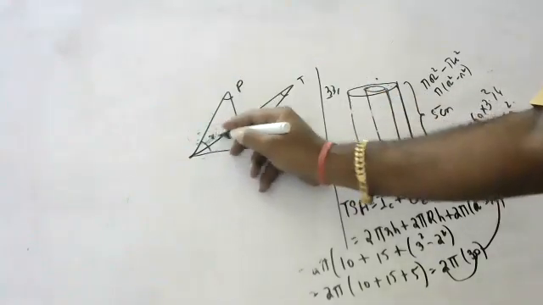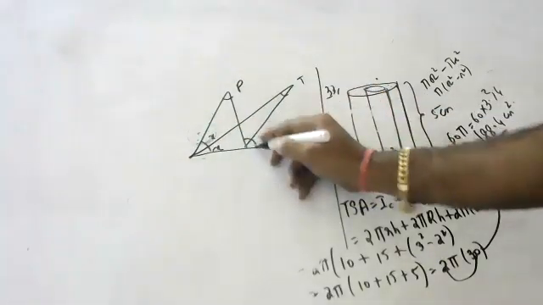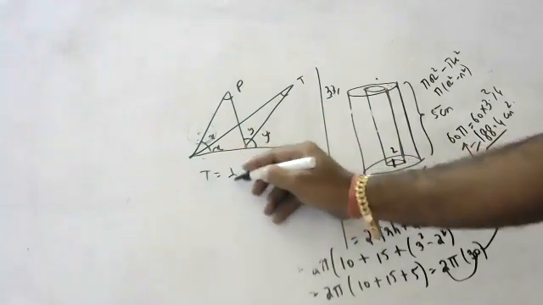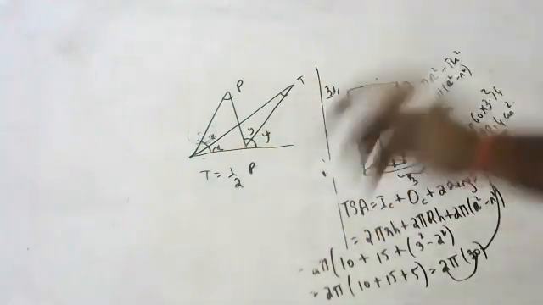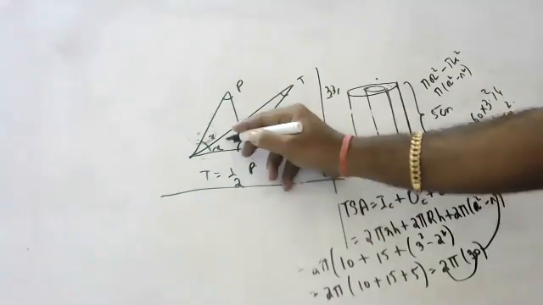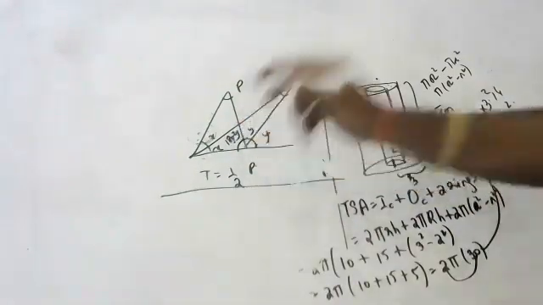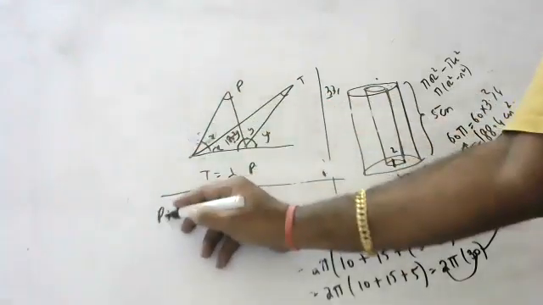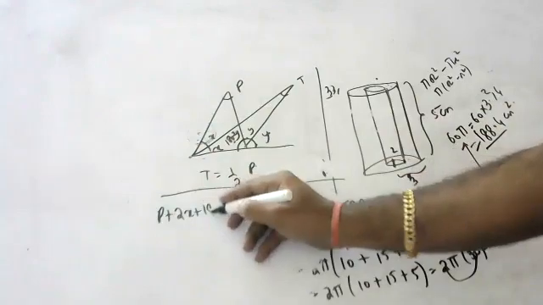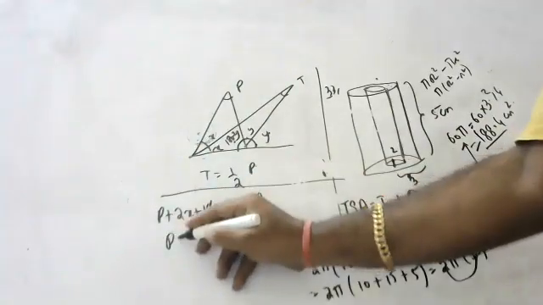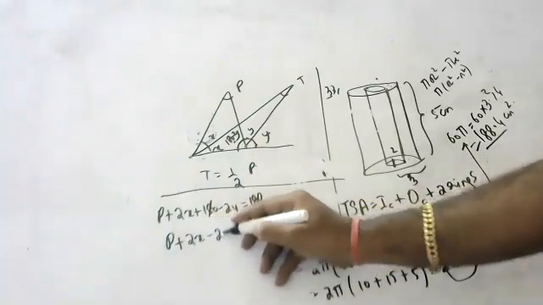This is angle theta. This is also angle theta. We have to prove that T is equal to half of P. If this is y, this will be 180 minus 2y, by the angle sum property. So P plus 2x plus 180 minus 2y is equal to 180. 180 cancels. P is equal to 2 times of y plus y minus x.